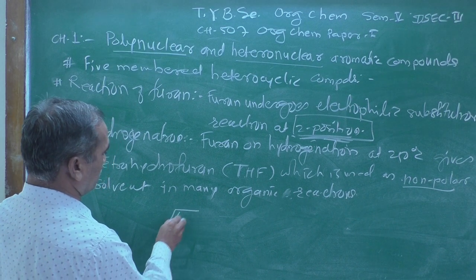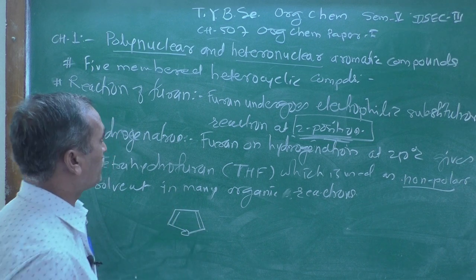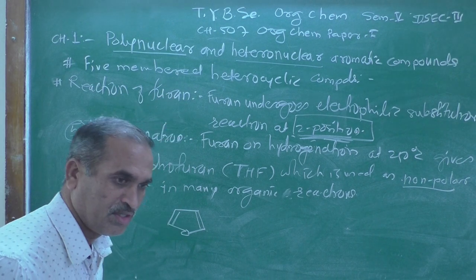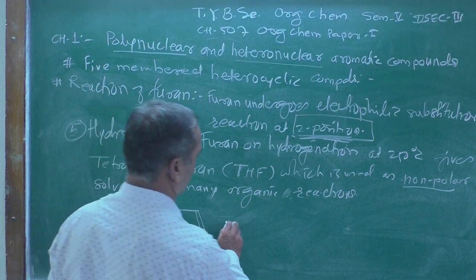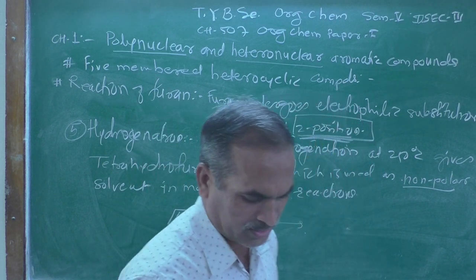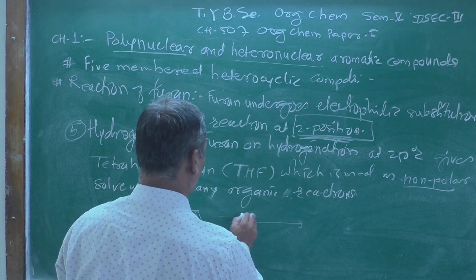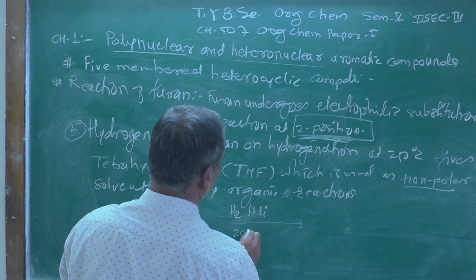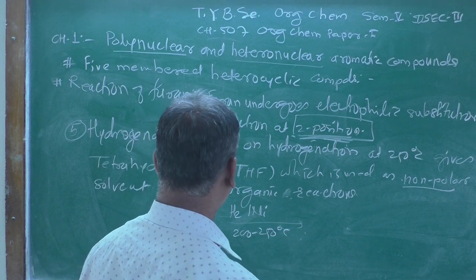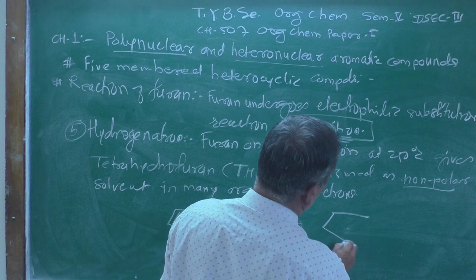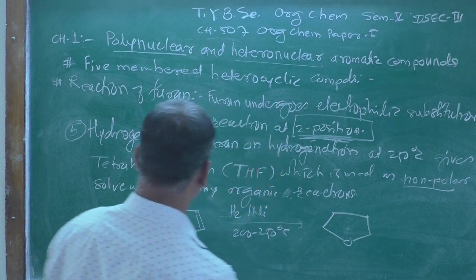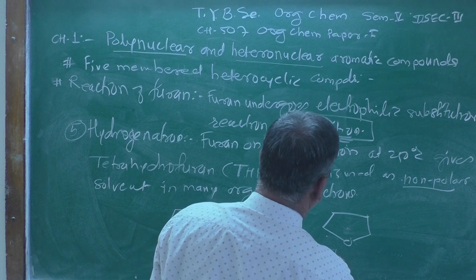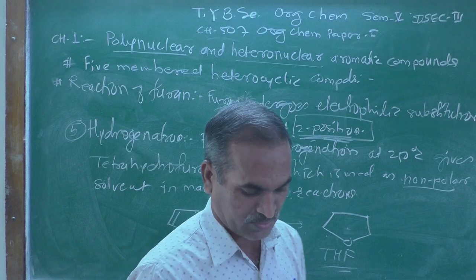Let us see the starting compound which we are talking about. This is furan, because we are discussing the reactions of furan, and as we know, furan undergoes electrophilic substitution reaction exclusively at the 2 position. Hydrogenation will be carried out in presence of molecular hydrogen, H2, and Raney nickel. Temperature is kept around 200 to 250 degrees centigrade. The compound formed will be this one. We know this is furan, and the compound we are getting here is THF, tetrahydrofuran, which is a saturated one.